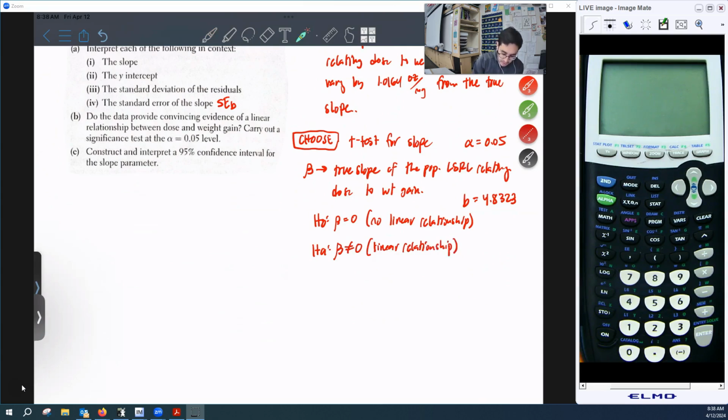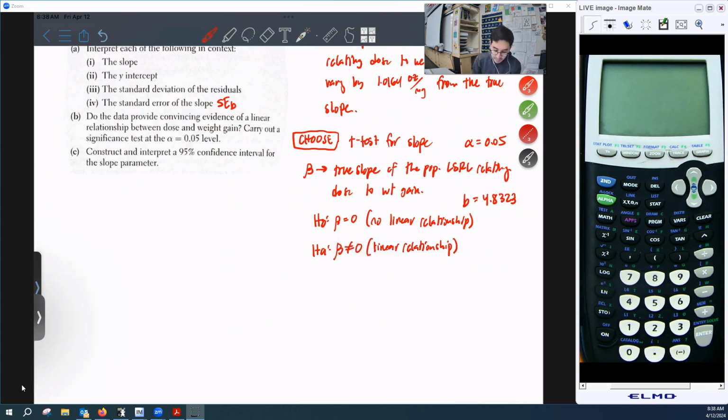Now, you might be wondering at this point, how come we didn't write the alternative hypothesis as beta greater than 0? And the reason is because the question isn't asking us to find evidence of a positive linear relationship. It just says find evidence of a linear relationship. So that means we're looking for evidence of both positive and negative. So we're doing basically a two-sided test.